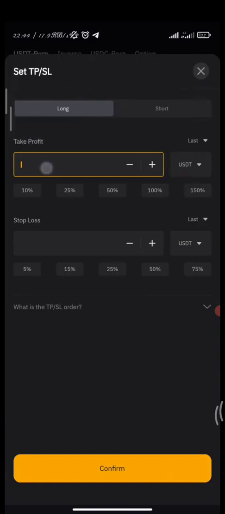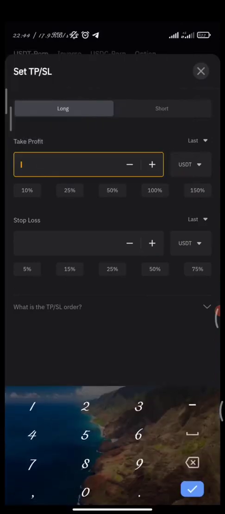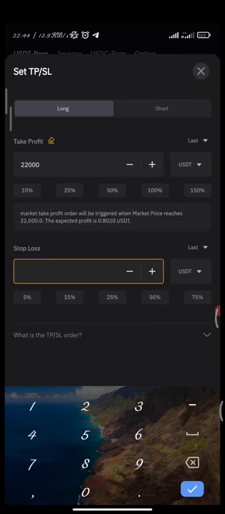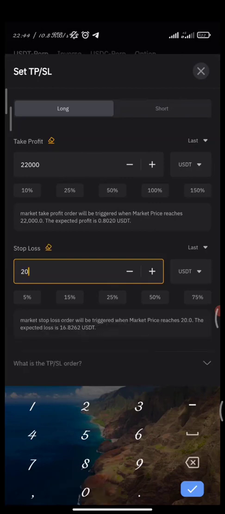Now I can say I want to sell. I'm longing and I want to long from 21,000. I can say I want to take my profit at $22,000, and my stop loss should be at... I want to enter the market at $21,000. So I can decide to say my stop loss should be at 20,800. Now you can see this thing here.